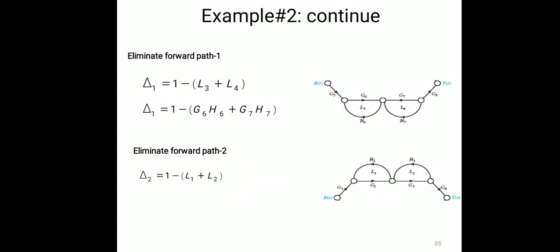Okay, so for the second path, delta 2 is 1 minus the loops non-touching to the second path, that is 1 minus (L1 plus L2). So that is the system determinant of the second path. So 1 minus (L1 plus L2), we'll put the loop gains there, and we'll get the determinant for the second path.